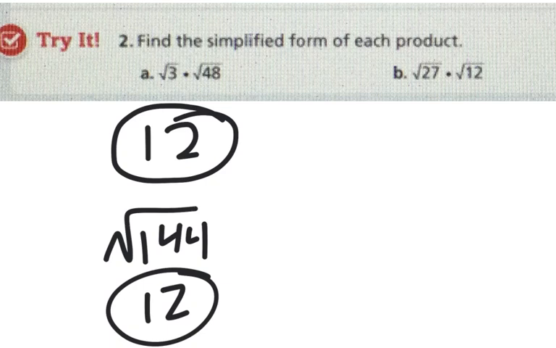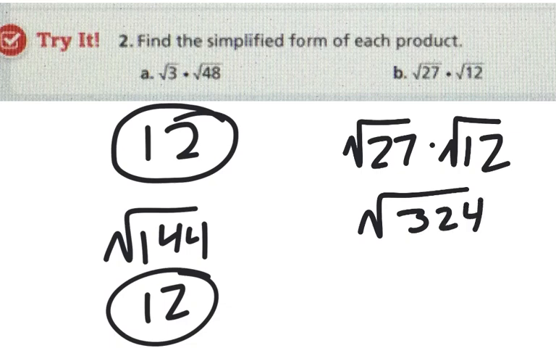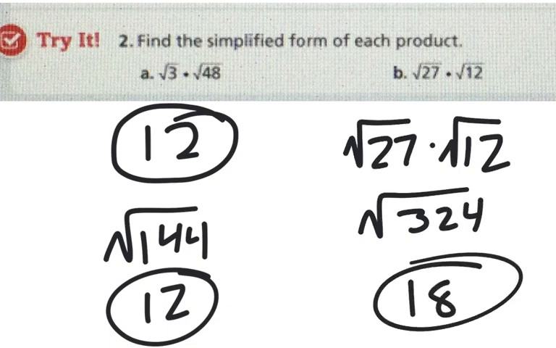B part. You haven't done it yet? Well, ask if we were ready. 27 times 12. What did we get? 324. And you multiply those together? And then the square root of 324 is 18?